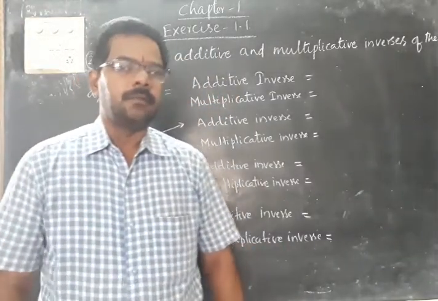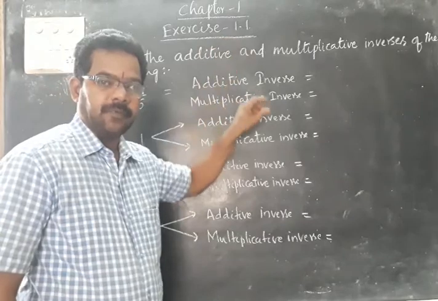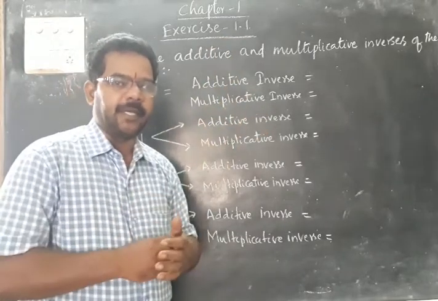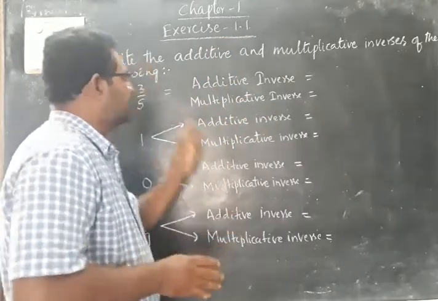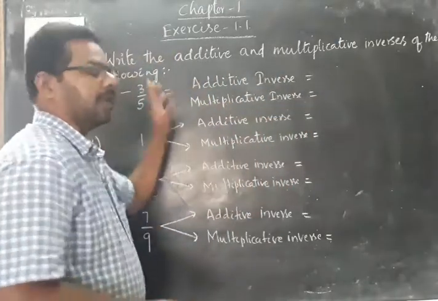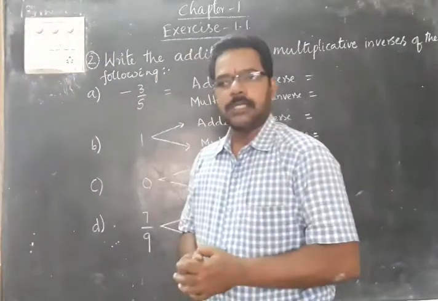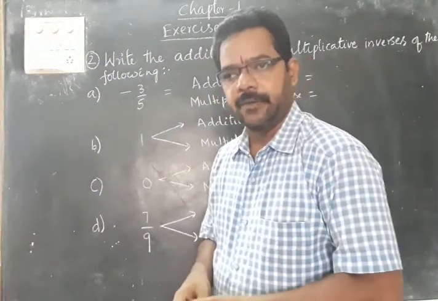Good morning, children. We are in exercise 1.1 of chapter 1. The first sum we completed, and the second sum is: write the additive and multiplicative inverses of the following. We know what is meant by additive inverse and multiplicative inverse.